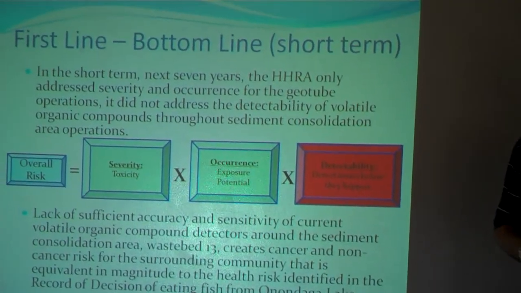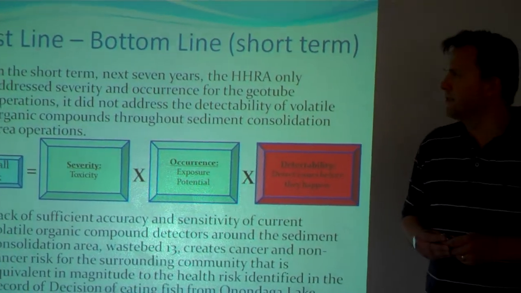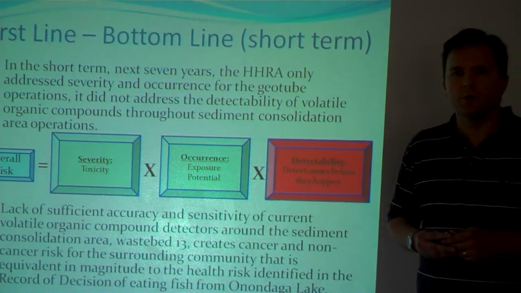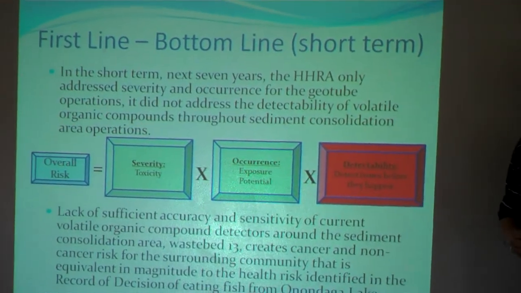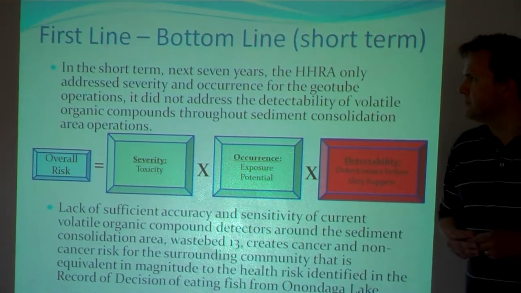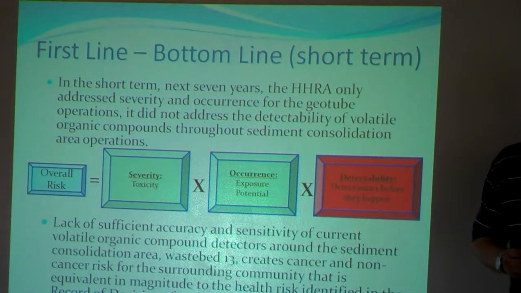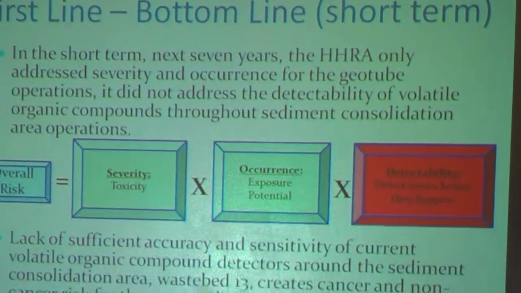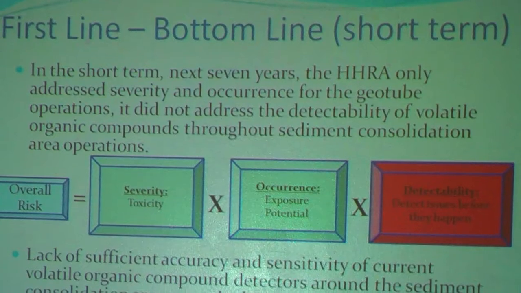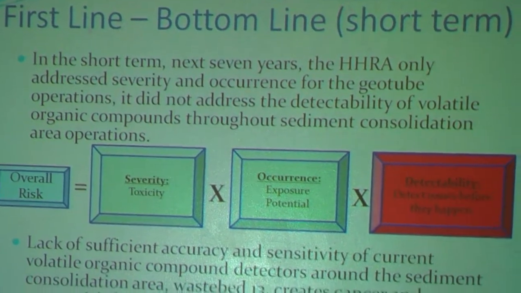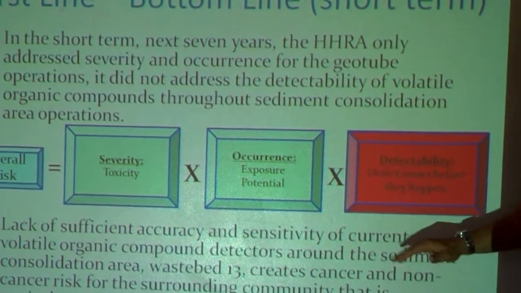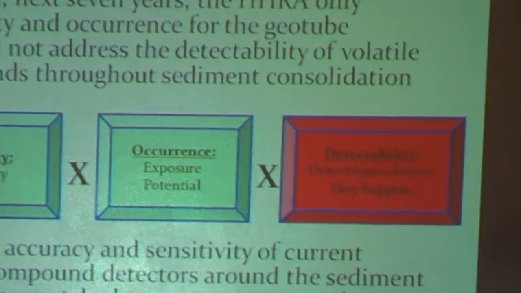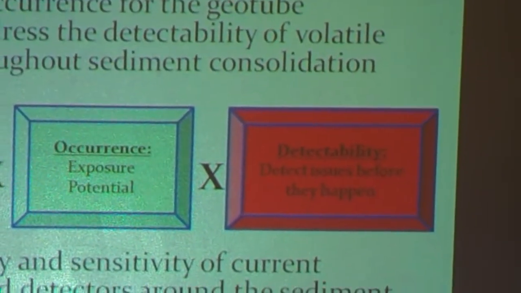This presentation is going to be broken up into two main sections. The first section, we're going to focus on short-term risk. In the short term, meaning the next 7 years, the human health risk assessment that was done by the EPA for the sediment consolidation area waste bed 13 addressed only severity and occurrence for geotube operations. It didn't address the detectability of volatile organic compounds throughout sediment consolidation area operations.